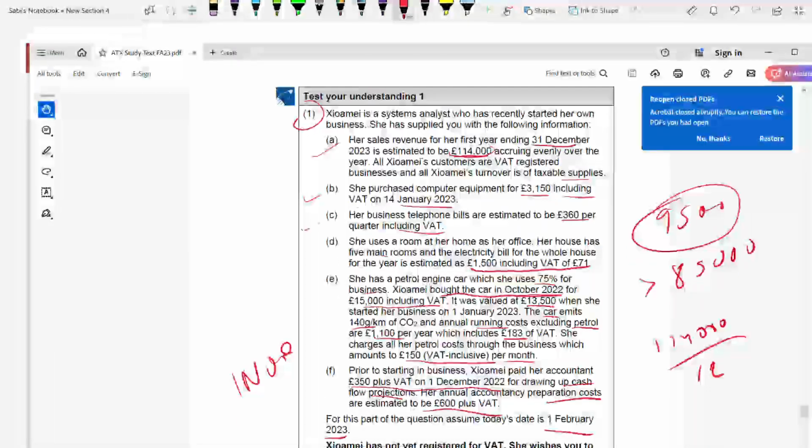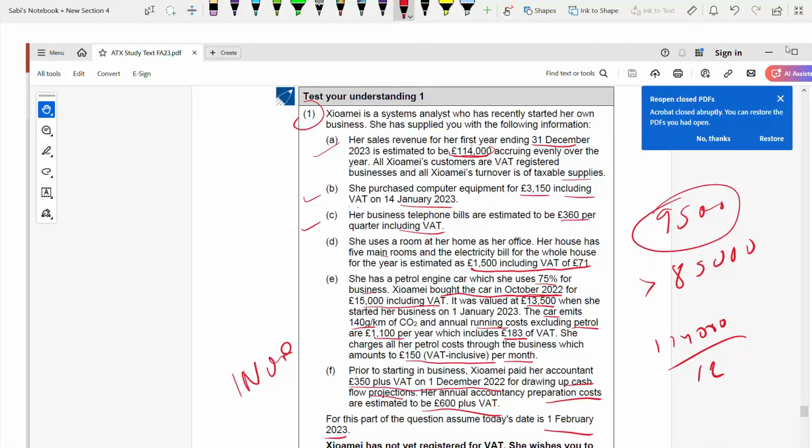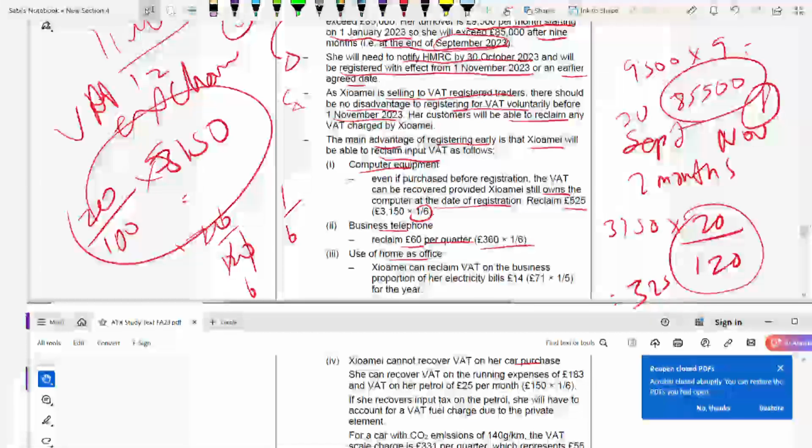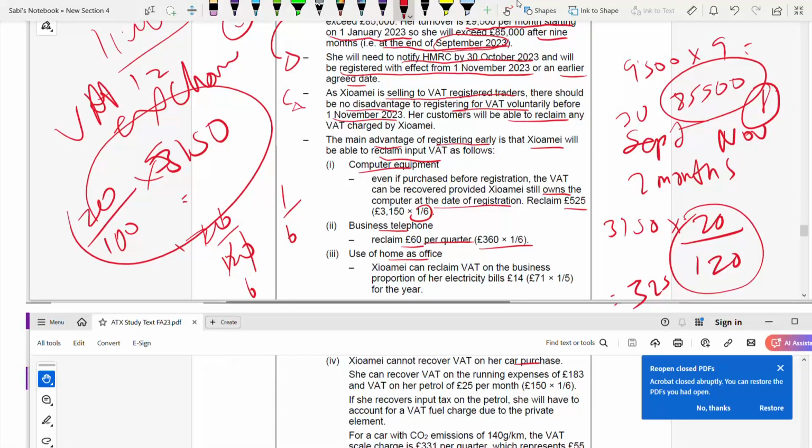So this is over. Her house has 5 main rooms and she uses 1 room out of the 5 as her office. The electricity bill is 1500 including VAT of 71. Already they have given you the VAT, so you don't have to find the VAT. 71, already they have given it.